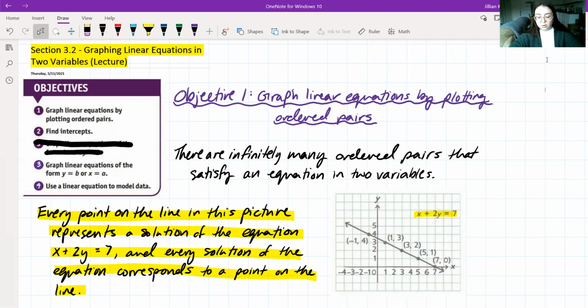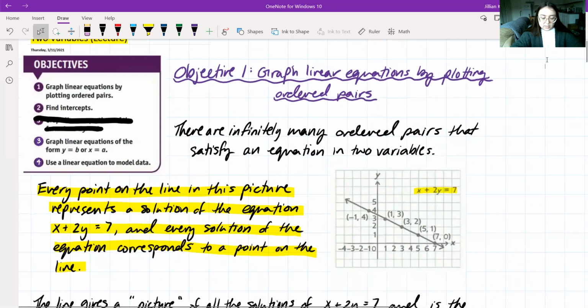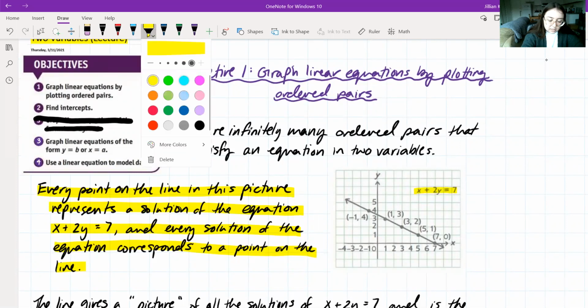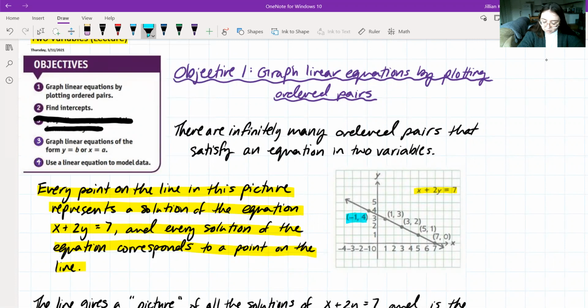There are infinitely many ordered pairs that satisfy an equation in two variables, which is something that we touched on in our last section. In our image here, we have the graph of the line x plus 2y is equal to 7. What we're seeing here is that each one of our ordered pairs is a solution. So -1, 4 is a solution, 1 and 3 is a solution, 3 and 2 is a solution, 5 and 1 is a solution, and 7 and 0 is a solution.